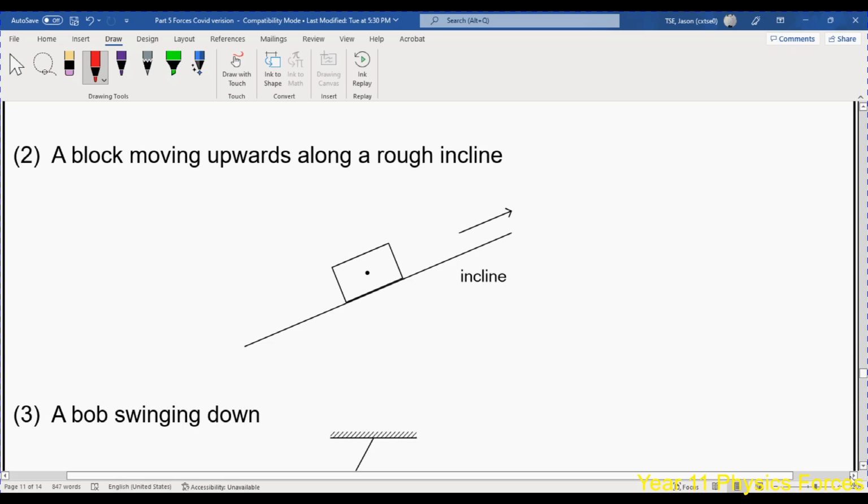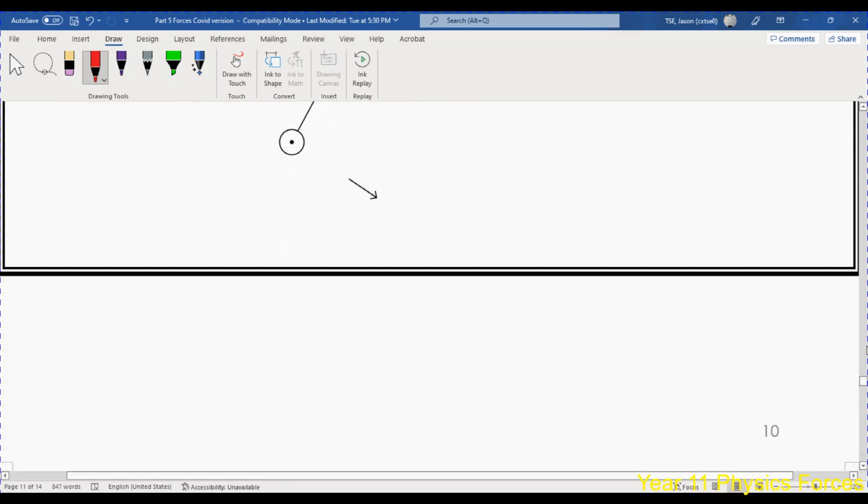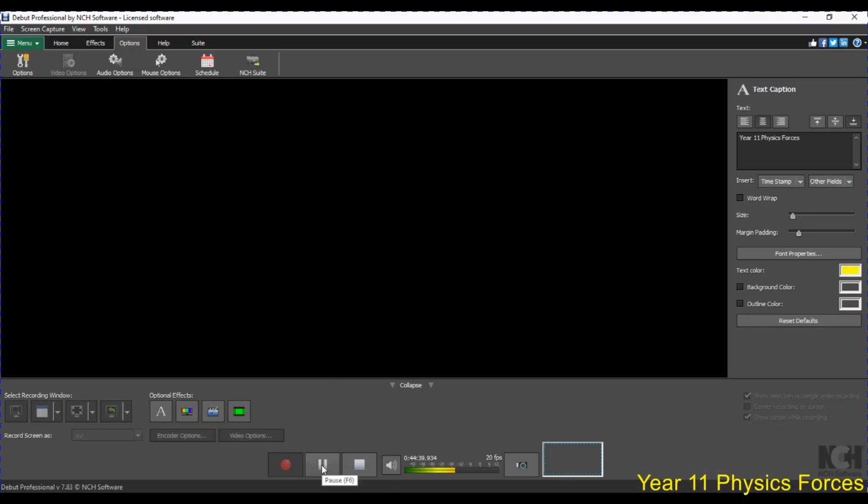A block moving upwards along a rough inclined plane. Okay, I will give you some time to try to draw the forces for question 2 and question 3. I need to drink some water, so I pause the video. Can I give you 5 minutes to try to finish those forces? You can discuss among yourselves if you're not sure about certain things. Please pause the video for 5 minutes.